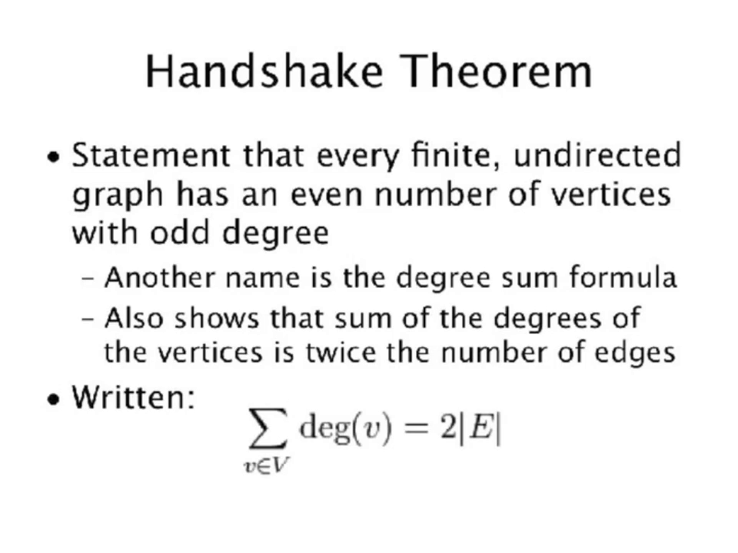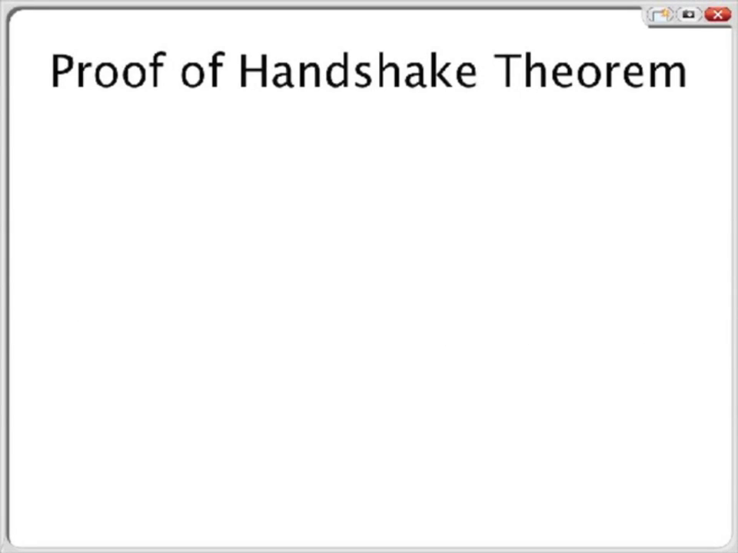The Handshake theorem is a statement that every finite, undirected graph has an even number of vertices with an odd degree. Another name for it is the degree sum formula. It also shows that the sum of the degrees of the vertices is twice the number of edges, which is shown in the equation below. We will now do a proof of the Handshake theorem.